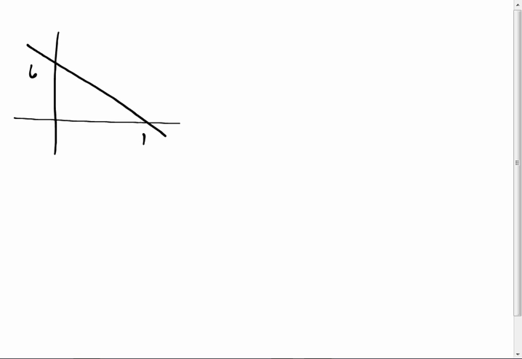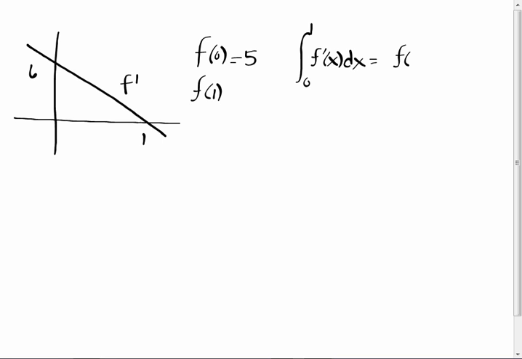That's right. When they give you f of 0 is equal to 5, and they ask you to find f of 1, and you're given the derivative, it seems to me I'm going to use the fundamental theorem of calculus. Because if I integrate f prime of x from 0 to 1, what's the antiderivative of f prime? It's just f. So it's f of x between 0 and 1. So that's equal to f of 1 minus f of 0.